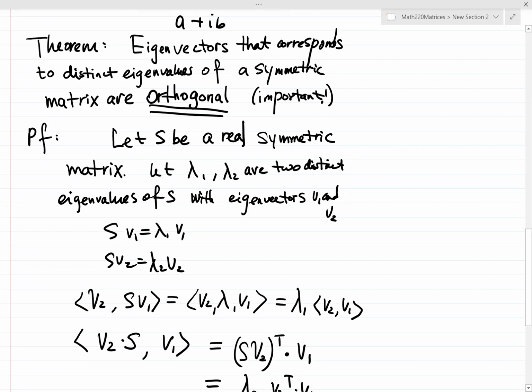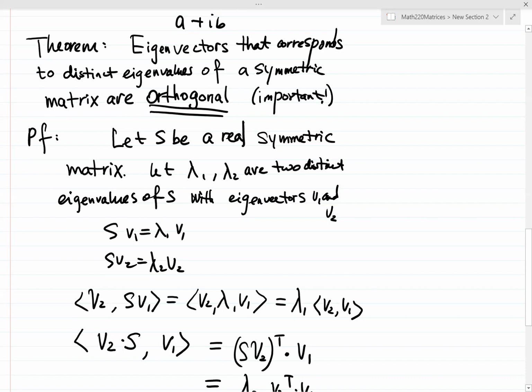Okay, the next theorem is: eigenvectors of a symmetric matrix are orthogonal. This is important. We already know that for a square matrix, if it has distinct eigenvalues, then the eigenvectors corresponding to distinct eigenvalues are linearly independent. So we try to span a space as large as possible, spanned by the eigenvectors.